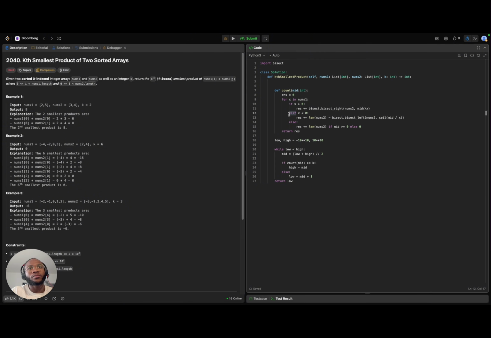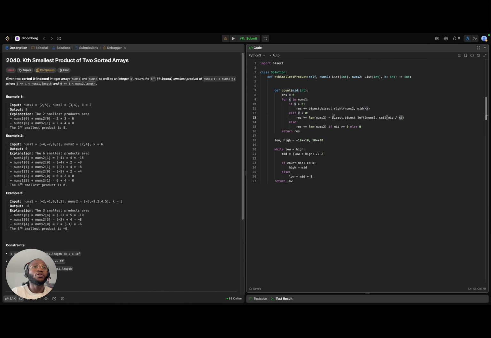Otherwise, when x is less than 0, now remember in the example I gave, you need to round up, right? You need to round up when x is a negative number, which is why we're using the ceil function here. So for example, if the division of mid divided by x is negative 2.5 and we round up, this would be negative 2, and then we use bisect left. So here we're trying to find every element in b that is greater than this calculation.